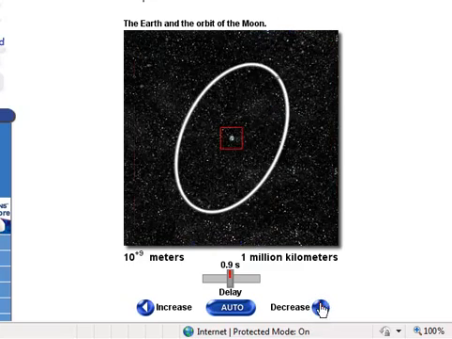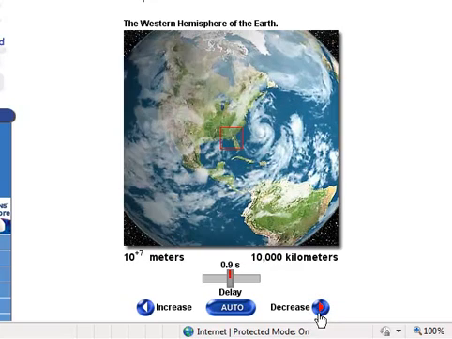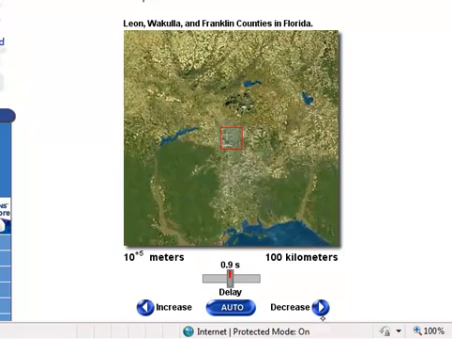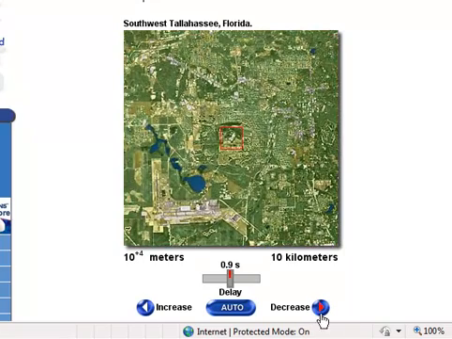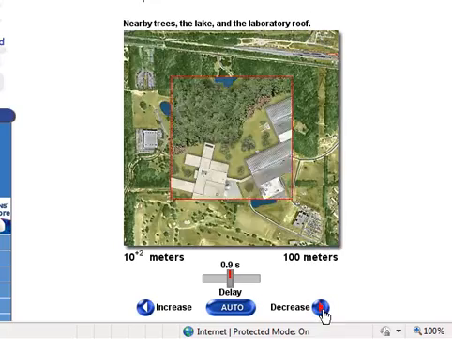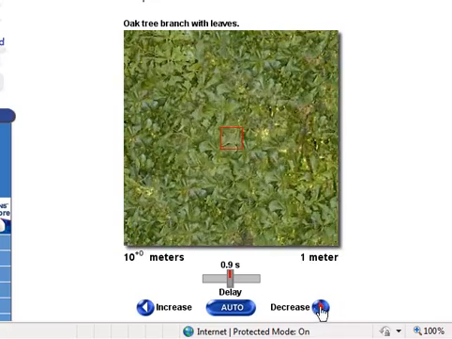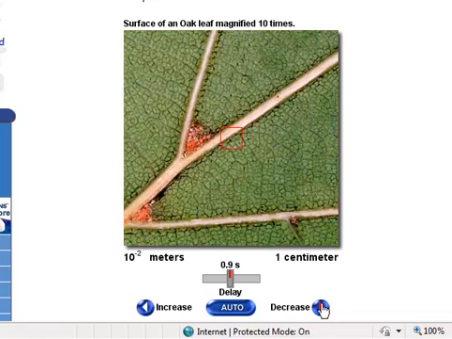You zoom in a little closer to our Earth, you can see it. That looks very familiar to you, right? That's North America. Zoom in a little closer on North America. You're going to zoom in on the panhandle of Florida. Zoom in a little closer, you're going to be near Tallahassee. When you zoom in a little closer, you're going to get to a particular plant, particular set of trees, a particular tree, a particular leaf. Zoom in on that leaf.